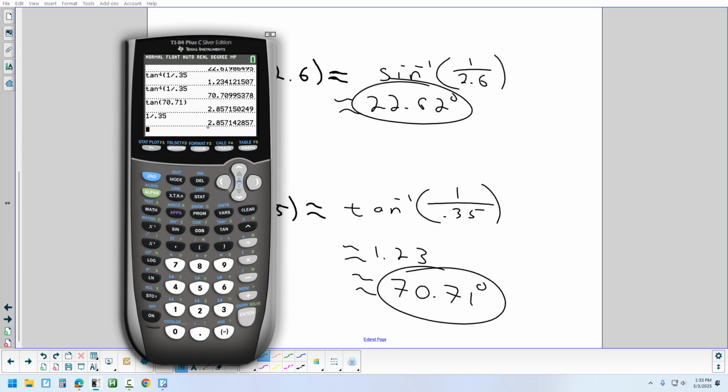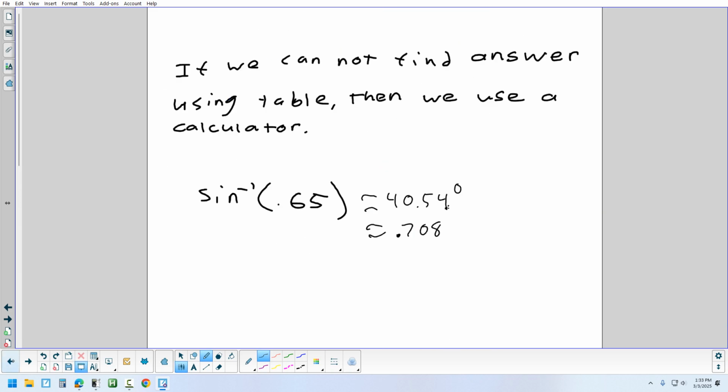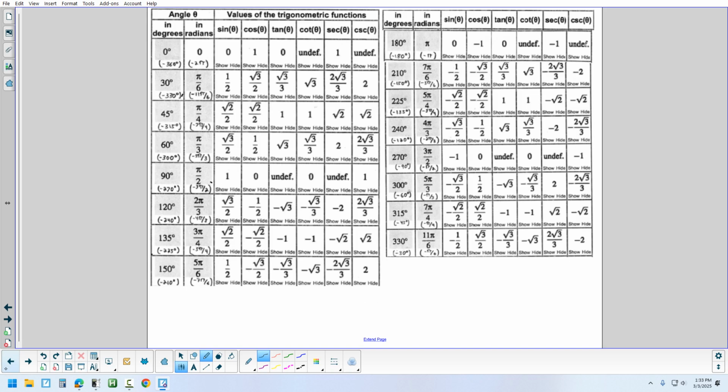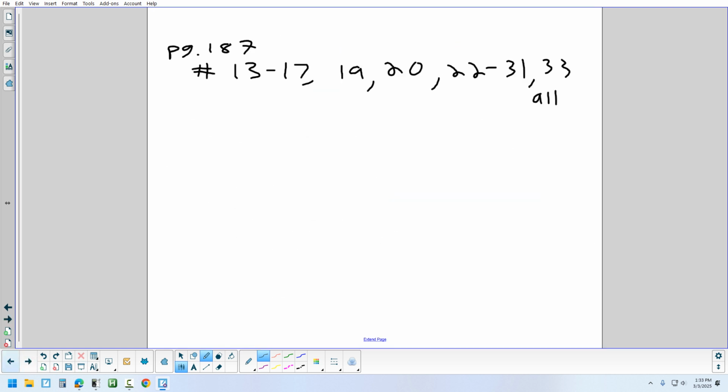All right, so that's how you do inverse trig when you don't have the button on the calculator, when you do have the button on the calculator, and on the table. Okay. Any question on those three things? Okay. So that's the first part of 3.1.